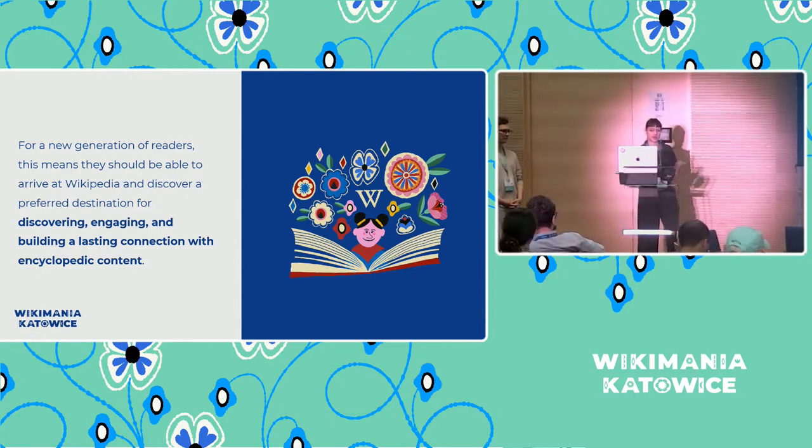So in order to do that, we have been thinking about different ways we can reflect that and different ways we can allow our thinking for readers to do that. And the way that we're thinking about it currently is what we really want is a new generation of readers. And when we say new generation, that doesn't mean young readers, although it doesn't not mean young readers. It means anyone who might not be learning properly from the wikis right now who could learn better. So a new generation of readers to arrive at Wikipedia and discover a preferred destination for discovering, engaging, and building a lasting connection with encyclopedic content.